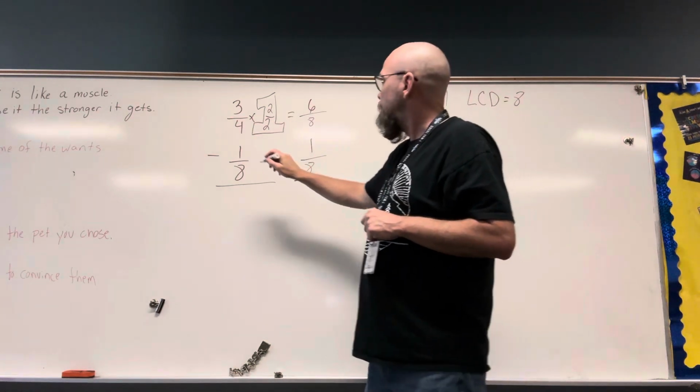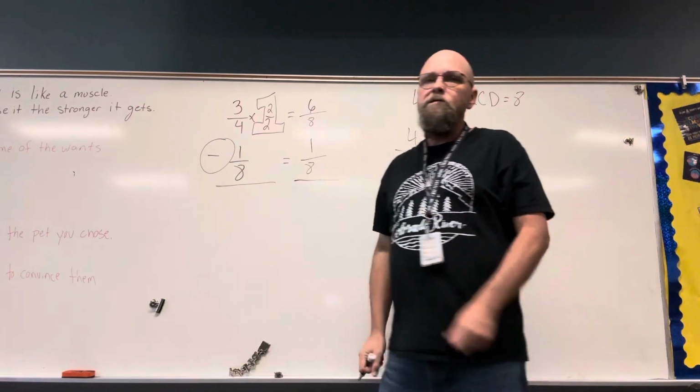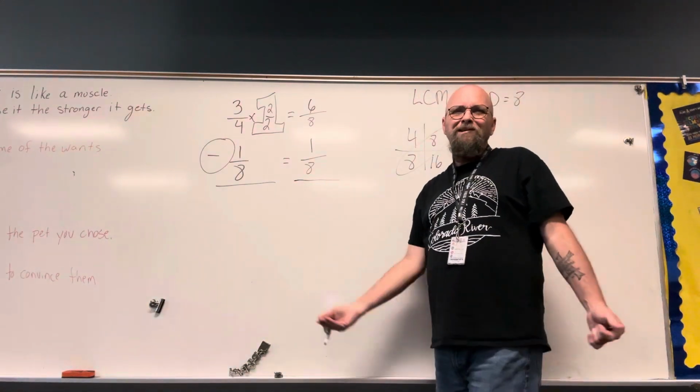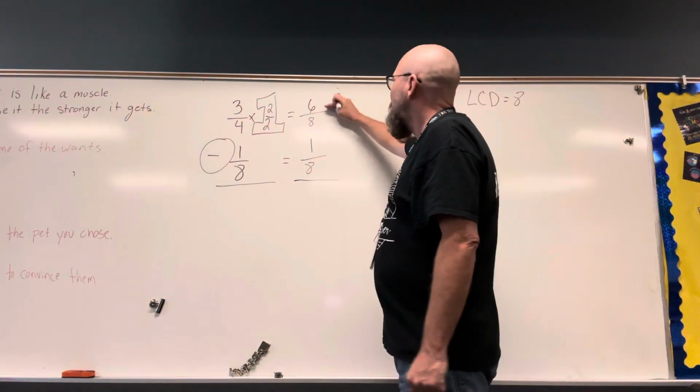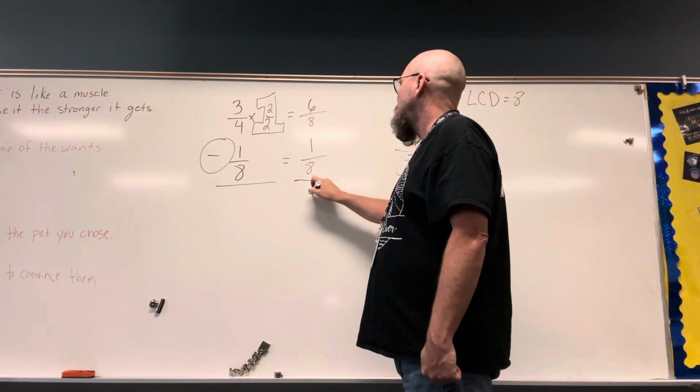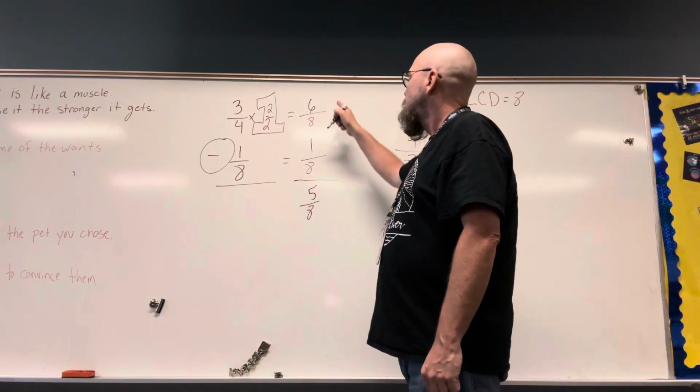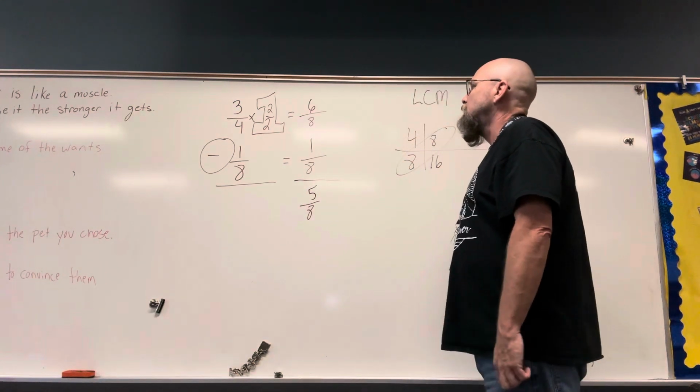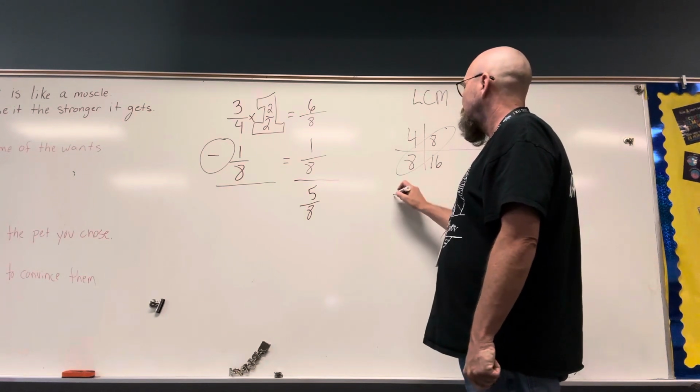Now this is important. Always go back and look at the sign. If you missed it, that might be one of the reasons why. 6 minus 1 is 5. 6/8 minus 1/8 is 5/8.